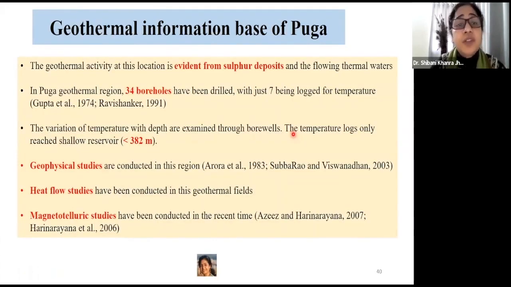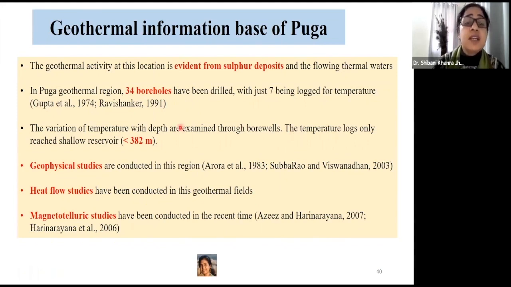The information base was only partly available for this field, where sulfur deposits from the springs were observed, and a lot of boreholes have been drilled to explore it. However, not all the boreholes were studied. Out of them, only 7 were logged, and some temperature data was obtained. The second limitation was that though data was obtained, it was limited to a shallow depth, 382. As you have seen in the global scenario, geothermal reservoirs have been explored to depths like 2,000 and 3,000 meters.